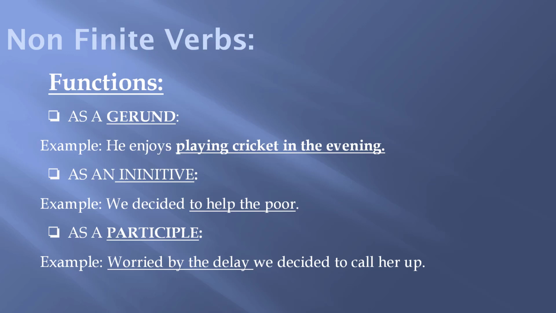Gerund is simply the base form of verb with ing that acts as a noun. For example, he enjoys playing cricket in the evening. Here, enjoys is the main verb and playing seems to be a verb, but it acts as a noun here, so it is a gerund.